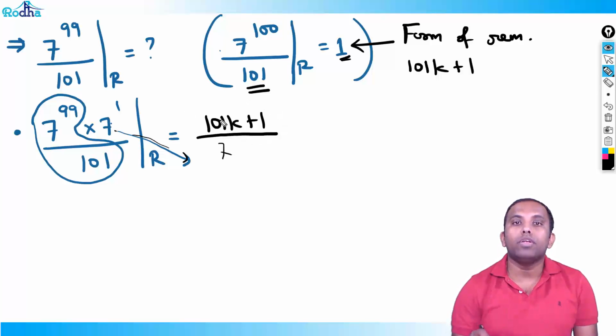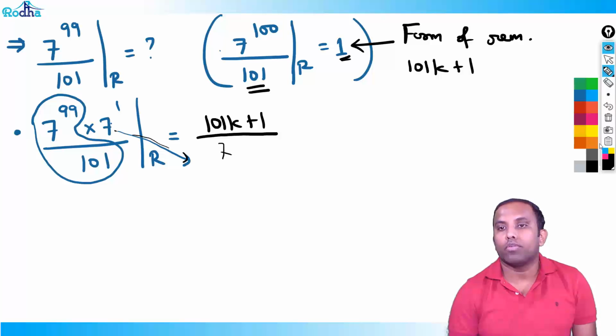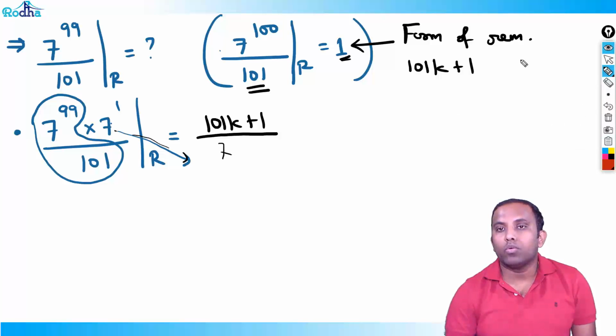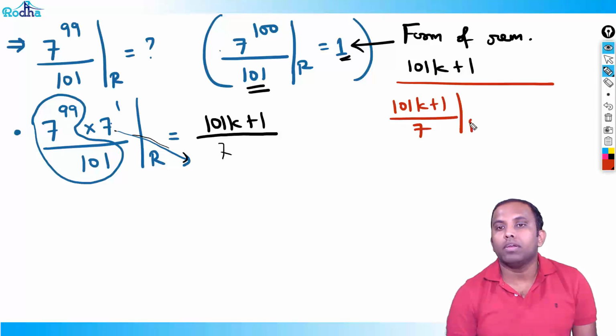Again, if you can observe it, it is well and good. Otherwise we have a method to solve it. The method is: 101k plus 1 should be perfectly divisible by 7, that means the remainder should be 0. Now 101 by 7: 14 sevens are 98, so the remainder is 3. That means 3k plus 1 by 7, the remainder should be 0.